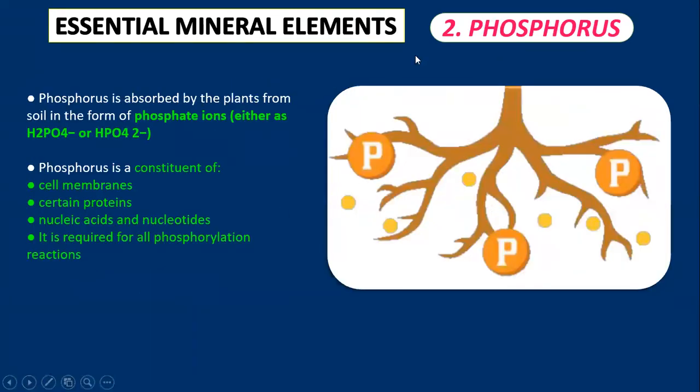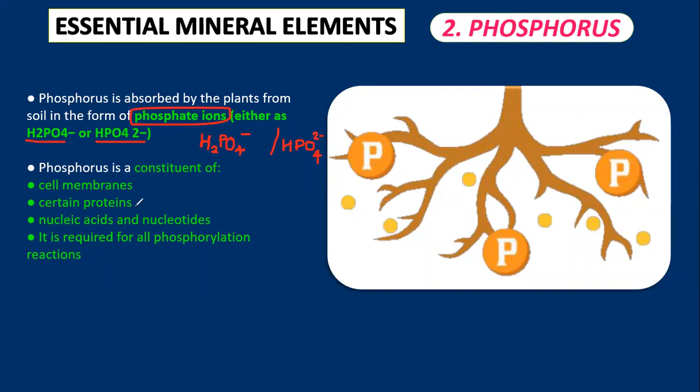Next one is phosphorus. Phosphorus is mainly absorbed in the form of phosphate ions, that is either H2PO4 minus or HPO4 2 minus. Sometimes it may be due to a typing mistake; the formula is not correctly prepared in this slide. Just you have to study it is absorbed mainly in the form of phosphate ion.